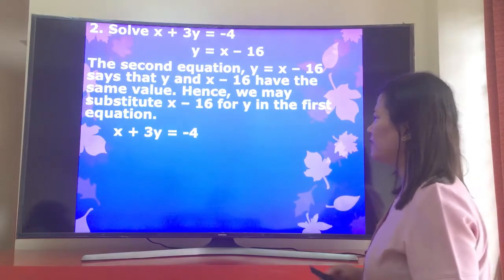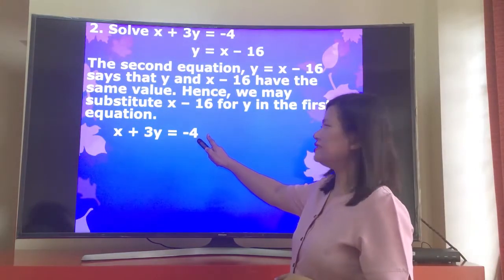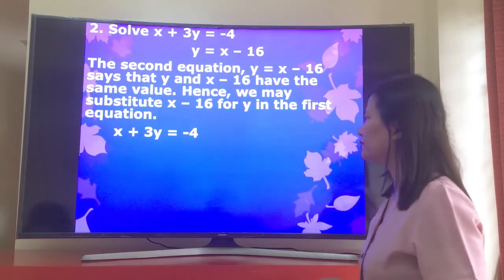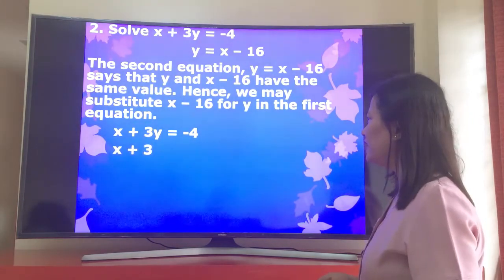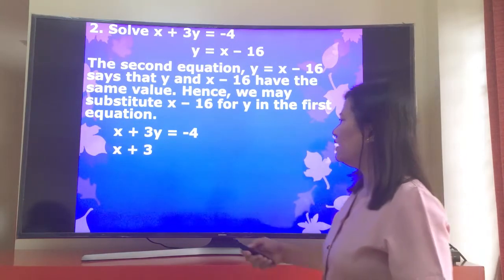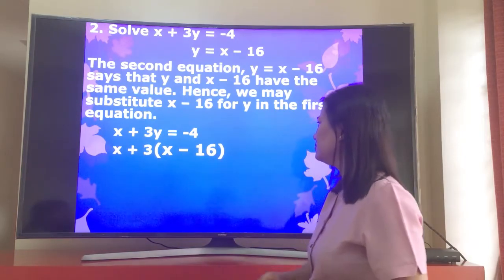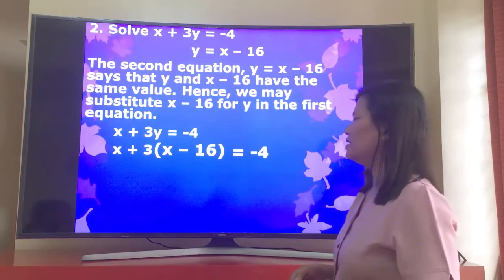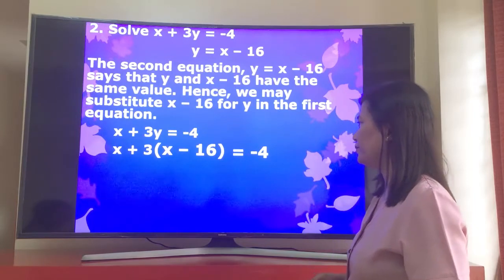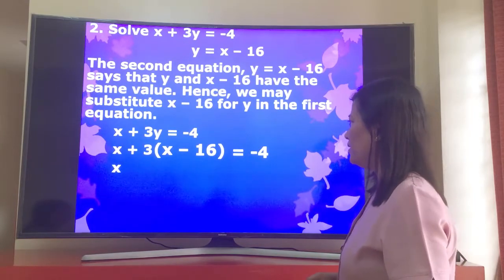Equation 1 is x plus 3y equals negative 4. Copy x plus 3, and our y is x minus 16. Copy equals negative 4. Copy x.